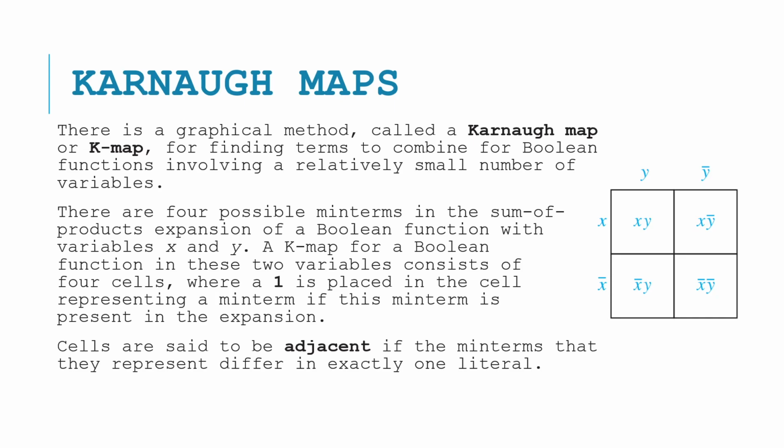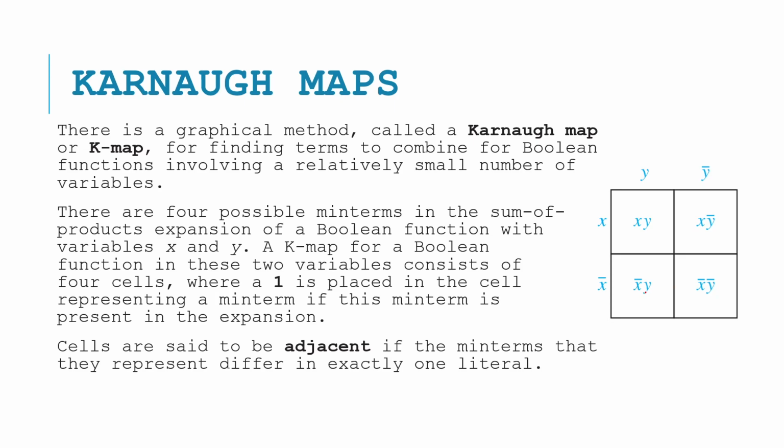A Karnaugh map is a graphical method, sometimes called a K-map, K for Karnaugh, that allows us to find terms to combine for a Boolean function involving a relatively small number of variables. There are 4 possible min terms in the sum of products expansion of a Boolean function with variables x and y. You can verify it on our right, where you can see a map.